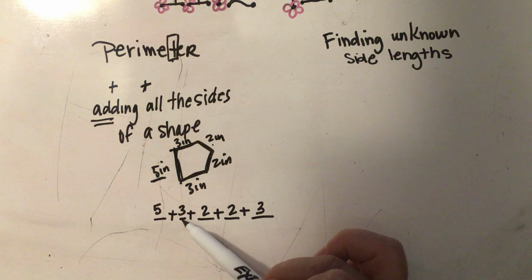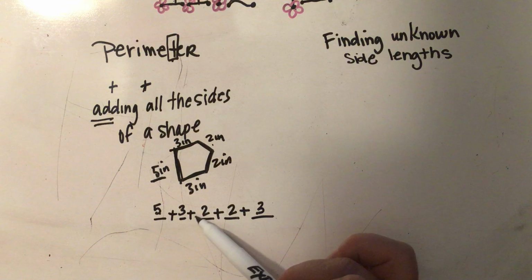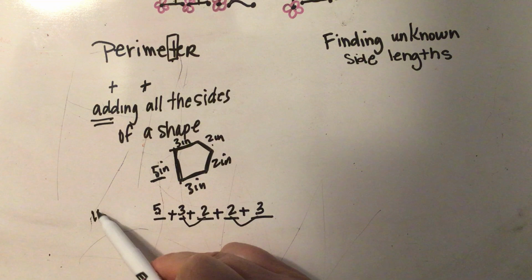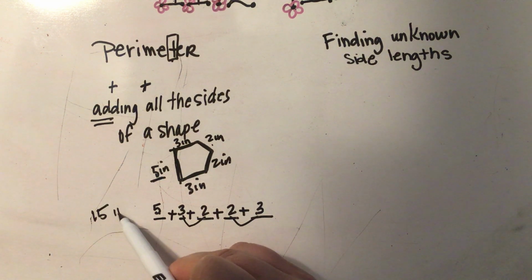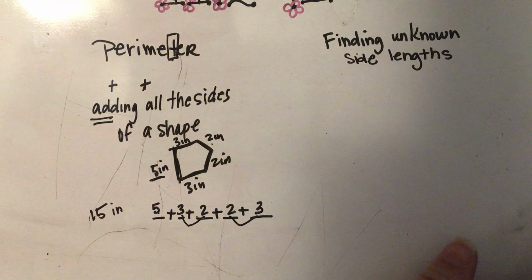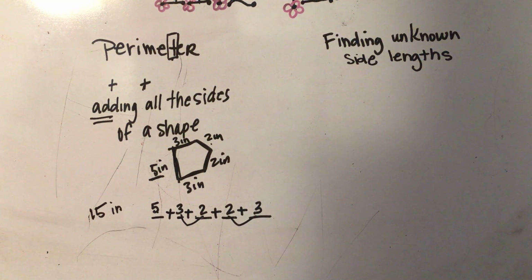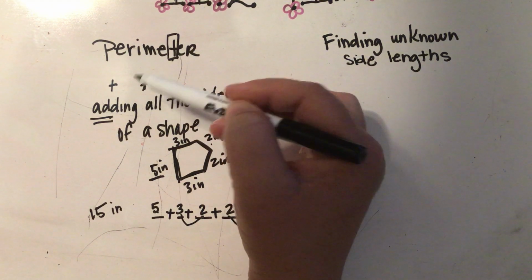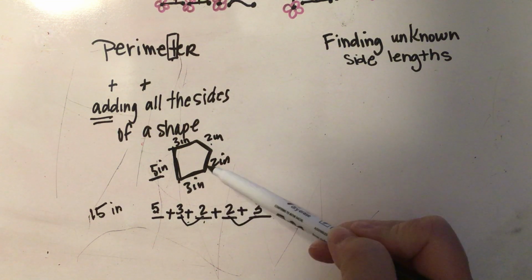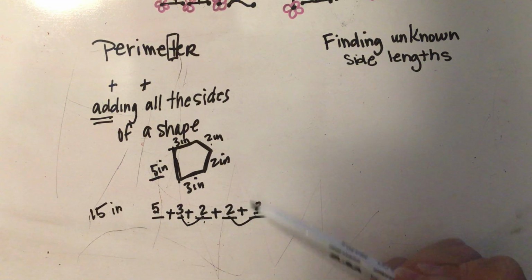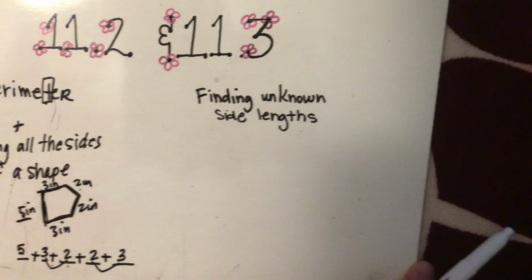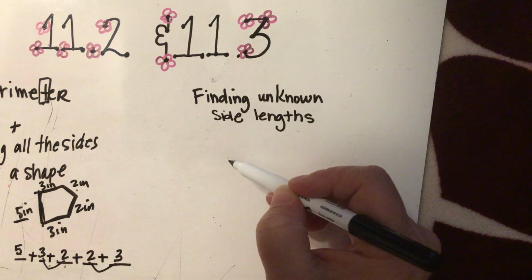So then if we add them up, 3 and 2 is 5. So we have 5 plus 5 is 10, plus another 5 is 15. So the perimeter of that shape is 15 inches, right? So that's all we're working on for 11.2, finding the perimeter. The T is for adding. We're going to add them all together. You make the blanks for however many sides there are, and then fill in the numbers for each of the sides.